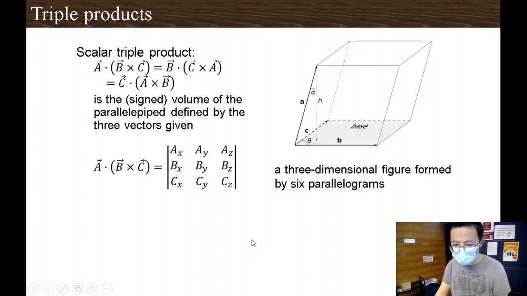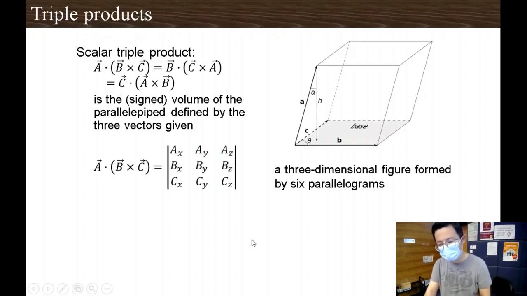parallelepiped, and this term means that it's a three-dimensional figure formed by six parallelograms. So here A, B, C are simply the vectors determining this three-dimensional figure, and A dot B cross C simply gives you the volume of this 3D figure.